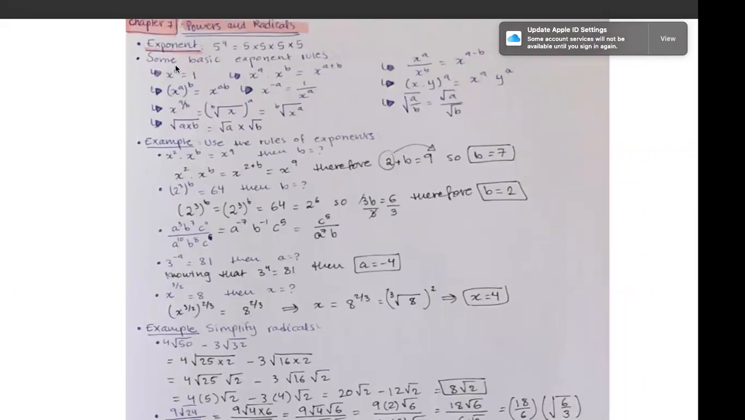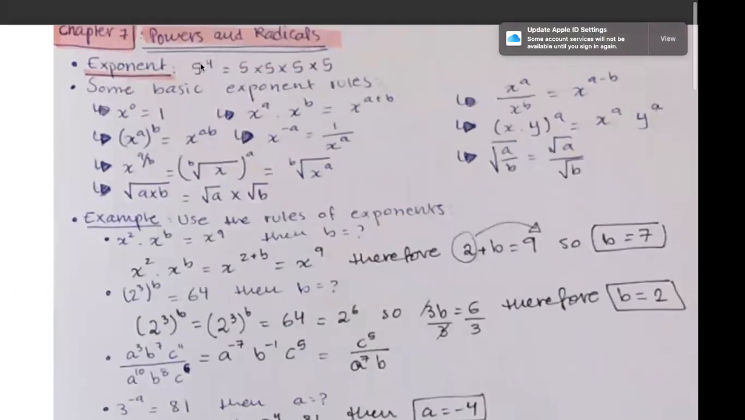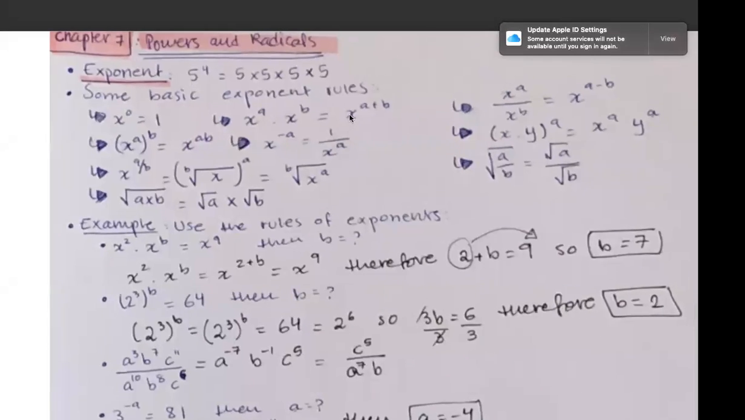So an exponent is part of the powers and radicals chapter, and an exponent is when you have, for example, something to the power of something. So 5 to the power of 4 means that you have 5 multiplied by 5, 4 times, right? So an exponent has some basic rules that everybody should know. We have them listed here.